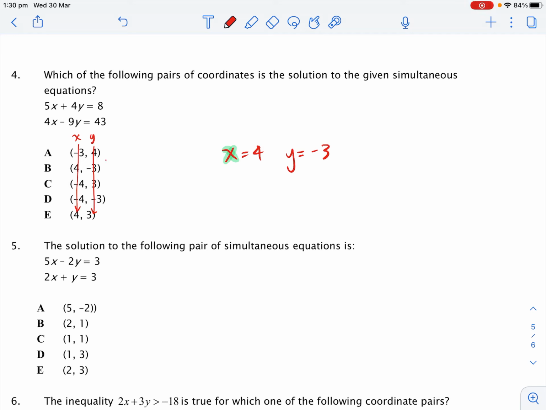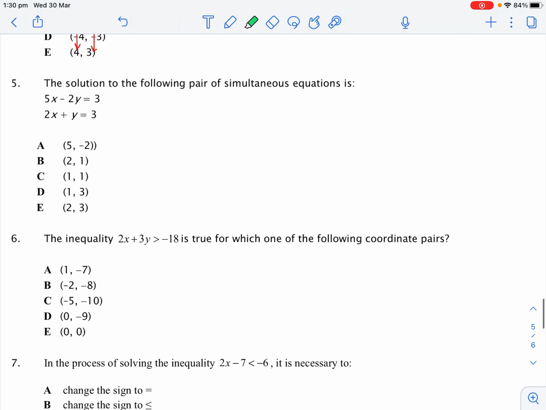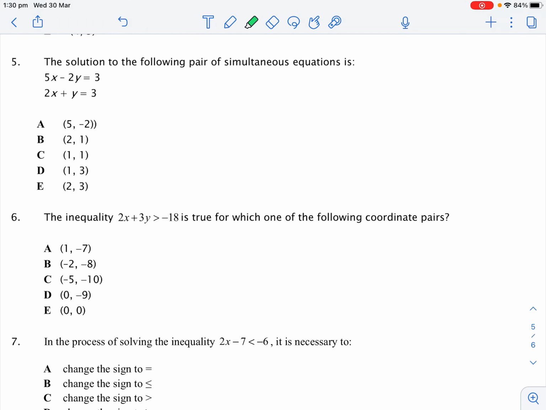So which one has x at 4 and y -3? That would be B. Let's see that one more time. So we've got 5x minus 2y equals 3 and 2x plus y equals 3.